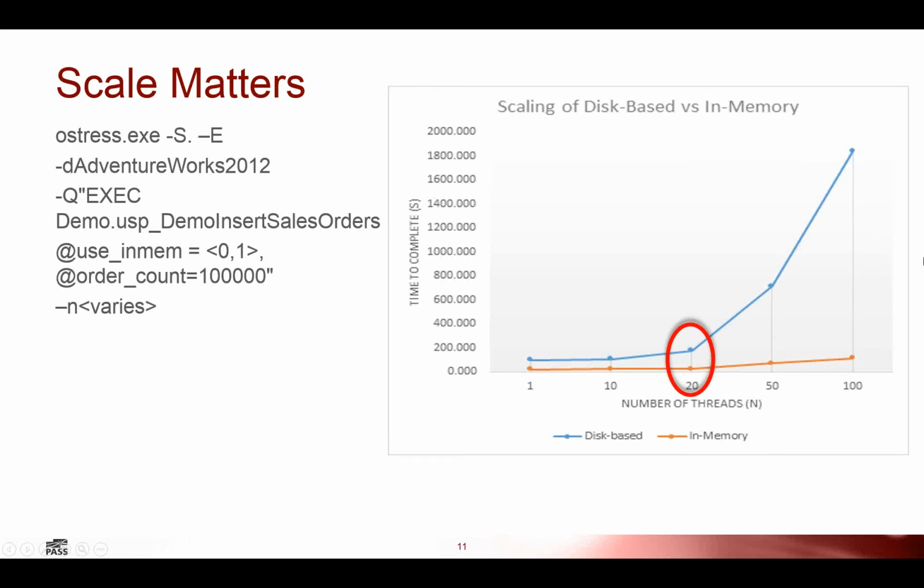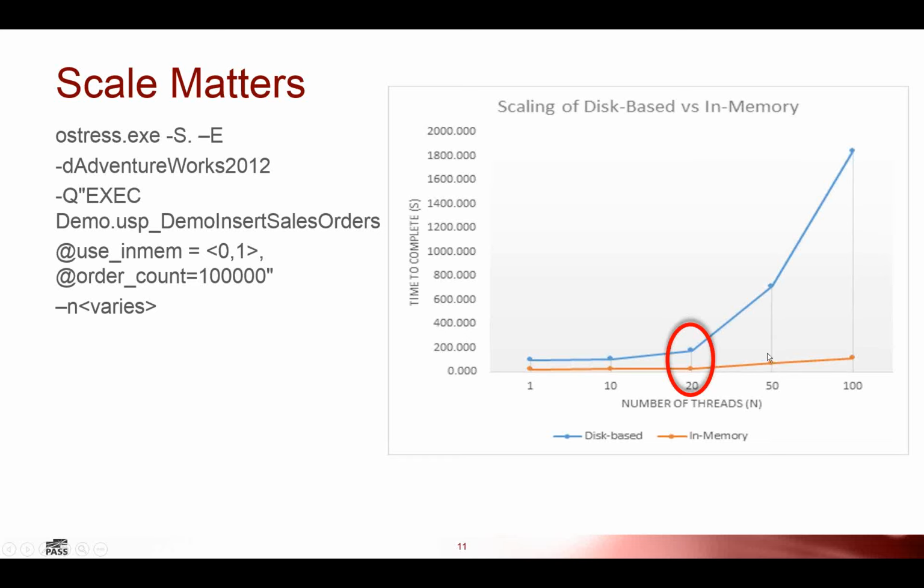So we did 10 runs of this workload with varying number of threads, and what we found is that with one thread and with 10 threads, there is a performance difference, but it's not that significant, and it didn't change that much between 1 and 10 threads. But between 10 and 20 threads, the time to complete for in-memory OLTP didn't increase much, but for regular disk-based tables, it almost doubled.